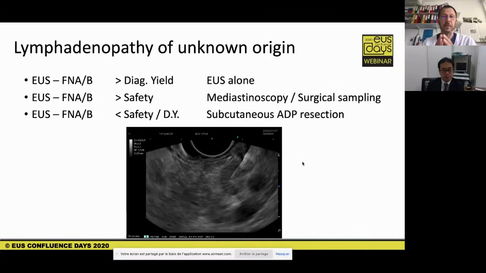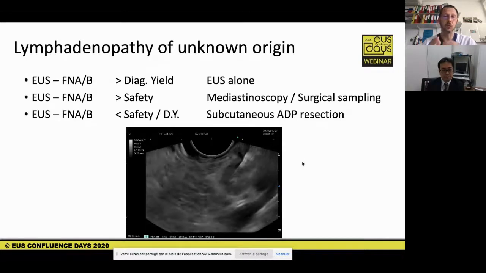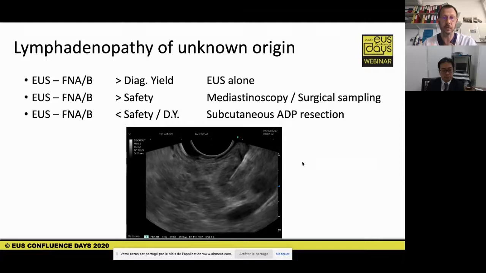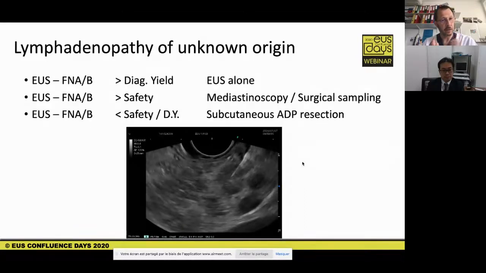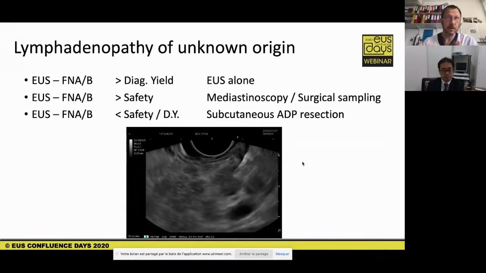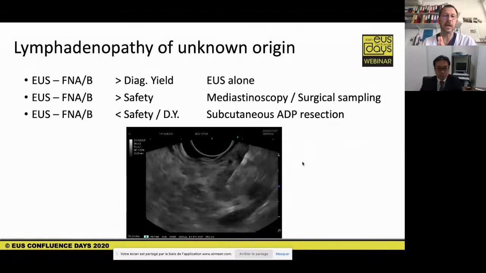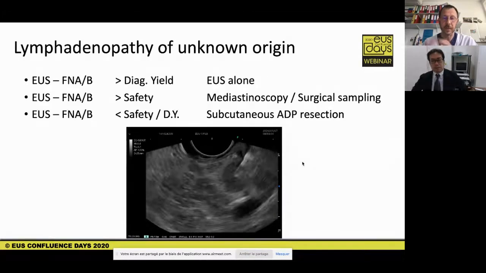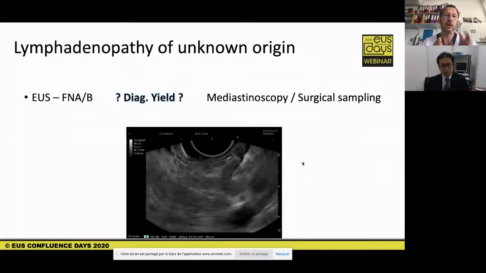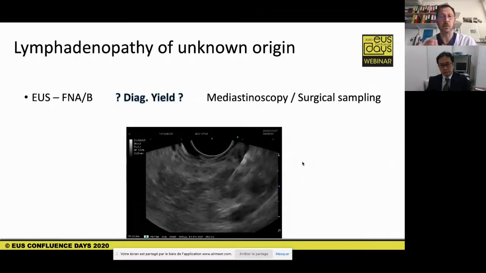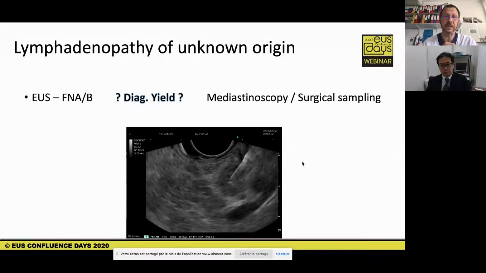EUS FNA and FNB are safer than mediastinoscopy or surgical sampling for the access to the sampling, but EUS FNA is less safe and has a lower diagnostic yield compared to subcutaneous adenopathy resection. But what about the benefits, the diagnostic yield of EUS FNA FNB compared to mediastinoscopy or surgical sampling, where you can have a complete resection of the adenopathy?